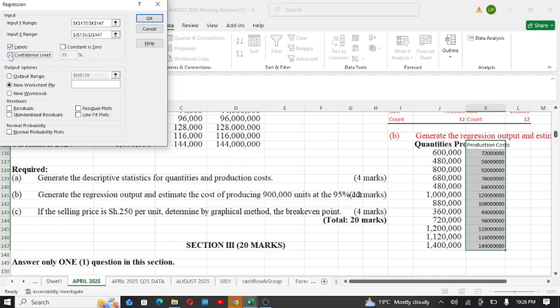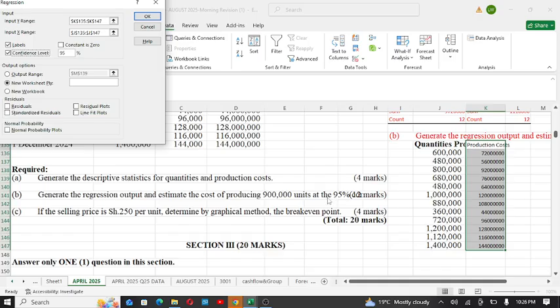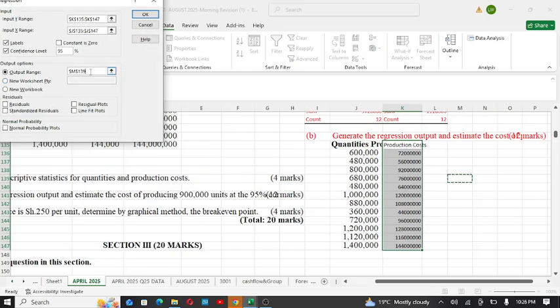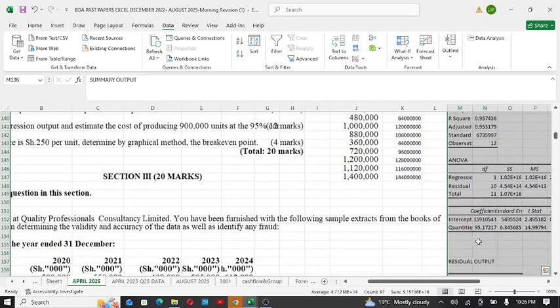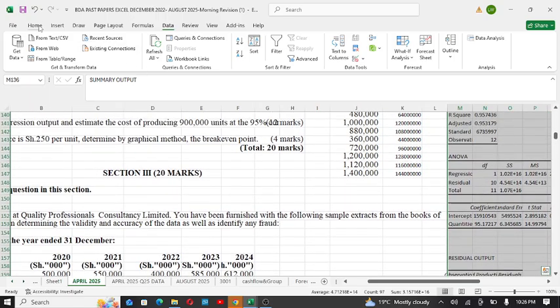And then confidence level, we are asked for 95% confidence level. Make sure you tick this one. Then because we don't want it in a new worksheet, we just need it in the same worksheet. We can have it here. If you are asked about the residual or line, you can mark residual, but you can also opt to leave it. No problem, it doesn't have an effect on our work. Then you click OK, and then we shall have our results here.